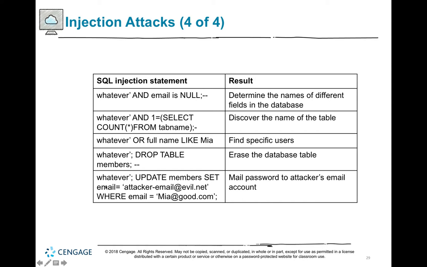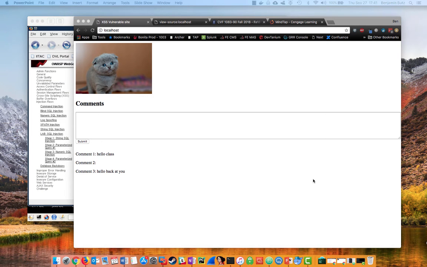Update members, set email to the attacker's email address, where email equals mia@good.com. So that would be a way to change the email address of a user, and then you can go to the password recovery page and say reset my account, reset my password, and then you'd be able to log in as Mia. Right, so let me give you a demonstration of that.